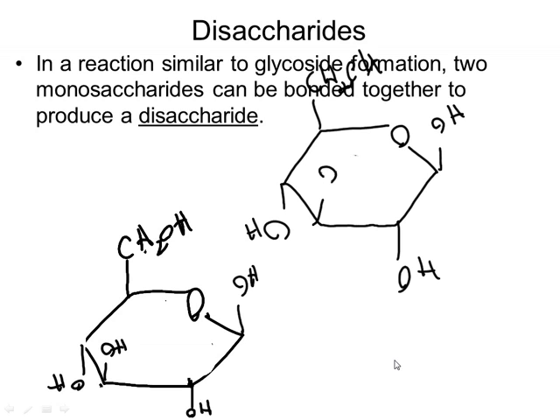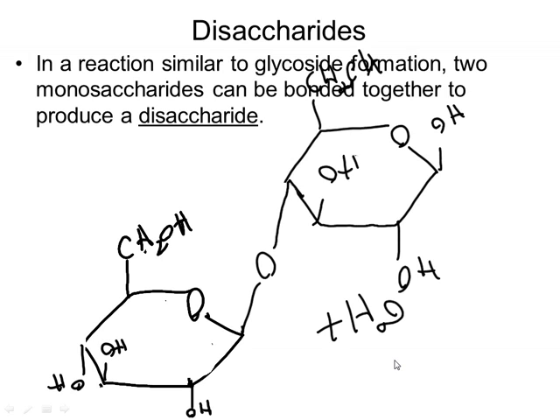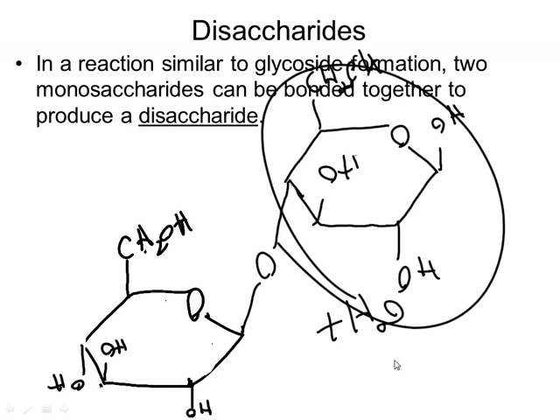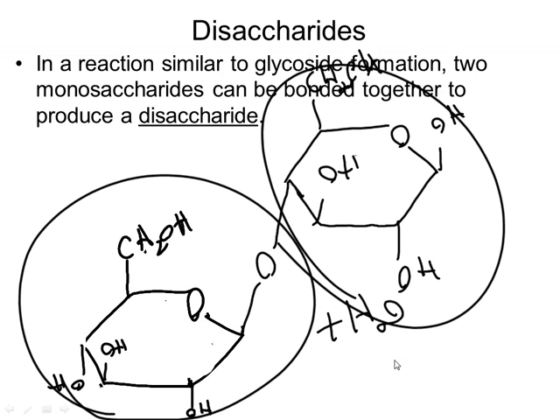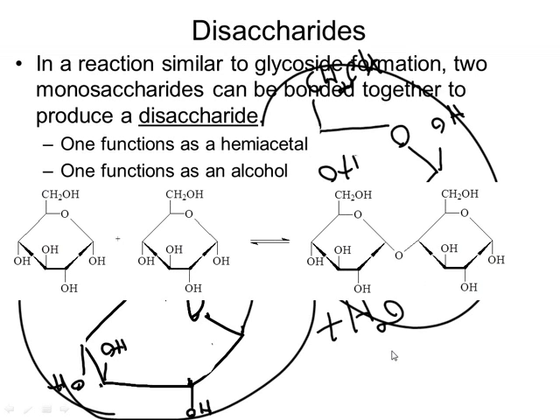And what happens is I have the reaction happen, and it's still a condensation reaction. And what I get is this, plus water, H2O. So in this way, we make a disaccharide. It's two monosaccharide units connected together by a glycosidic linkage. One functions as the hemiacetal, the other is an alcohol.